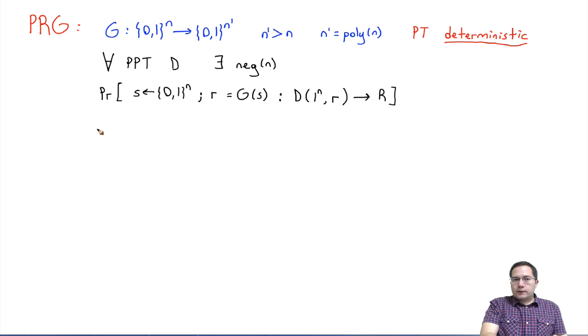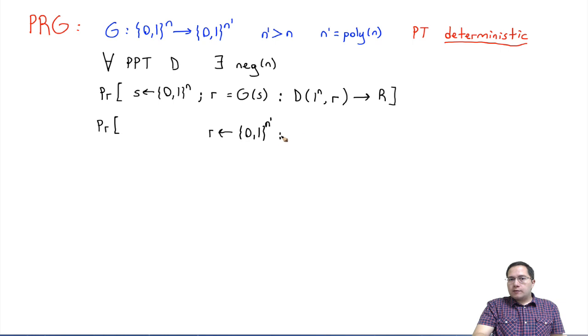And on the other hand, I will look at the probability that, now I am not going to pick a seed and run through G, but I will still compute a value R, but I will pick it uniformly randomly. Now, if I pick it with a different length, it's very easy to distinguish. So I will pick it of the same length as the output of G. So I will pick an n prime bit random value R. I will again give this to the distinguisher together with the security parameter. And I will look at the probability that the distinguisher says random in this case again.